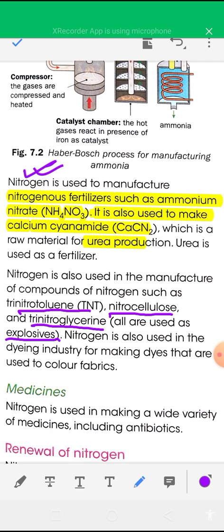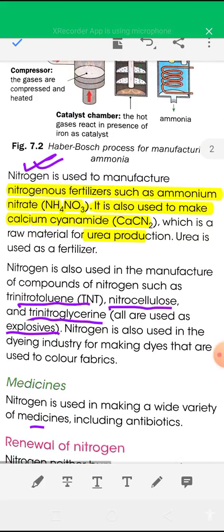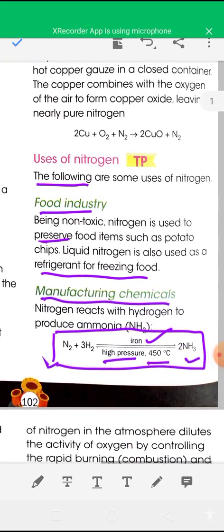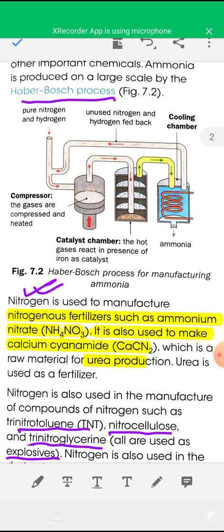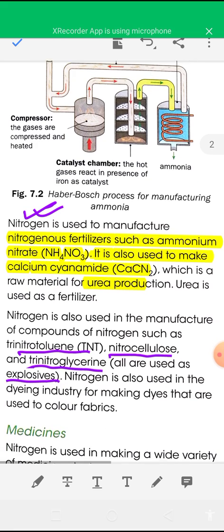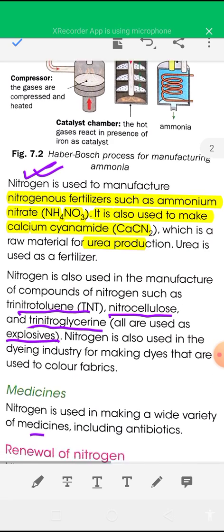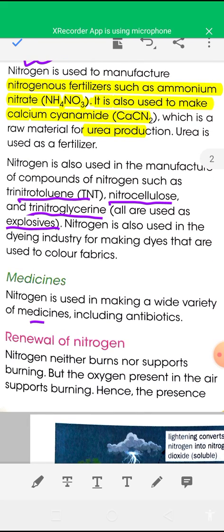Nitrogen and medicine. Nitrogen is used in making a wide variety of medicine, including antibiotics. So nitrogen has many important uses, like in the food industry, in preparation of many chemicals, in preparation of nitrogenous fertilizers like ammonium nitrate, calcium cyanamide, urea. Nitrogen is used to prepare different explosive substances like TNT, nitrocellulose, trinitroglycerin. And nitrogen is used to prepare medicines like antibiotics.